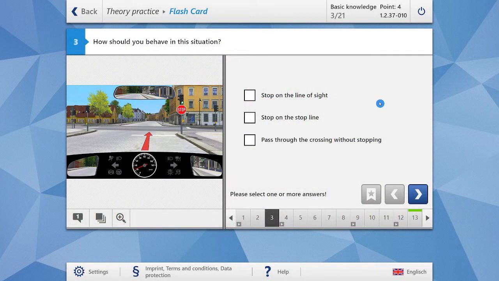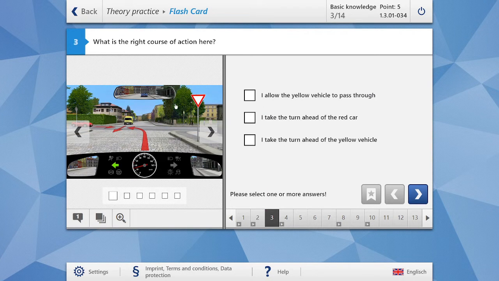Stop on the line of sight? No. Stop on the stop line? No. Pass through the crossing without stopping. Right? You have a green light. That's correct.